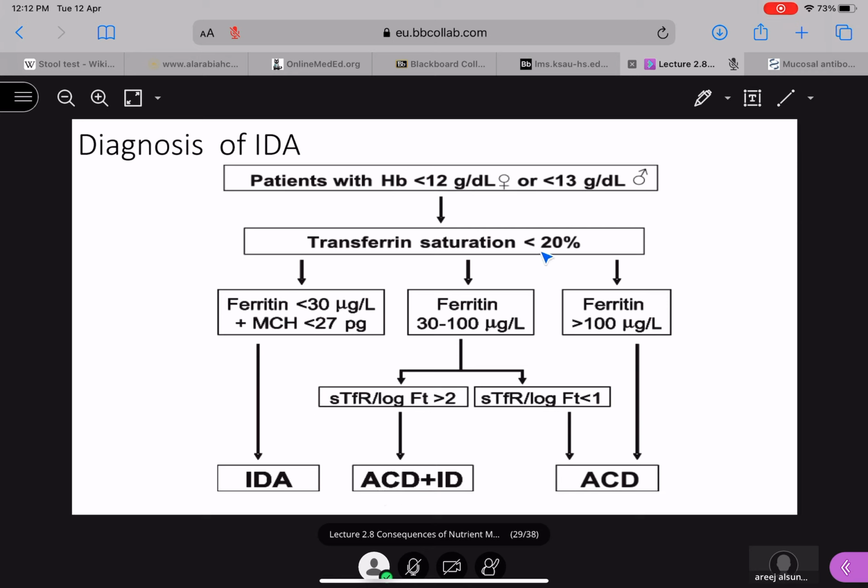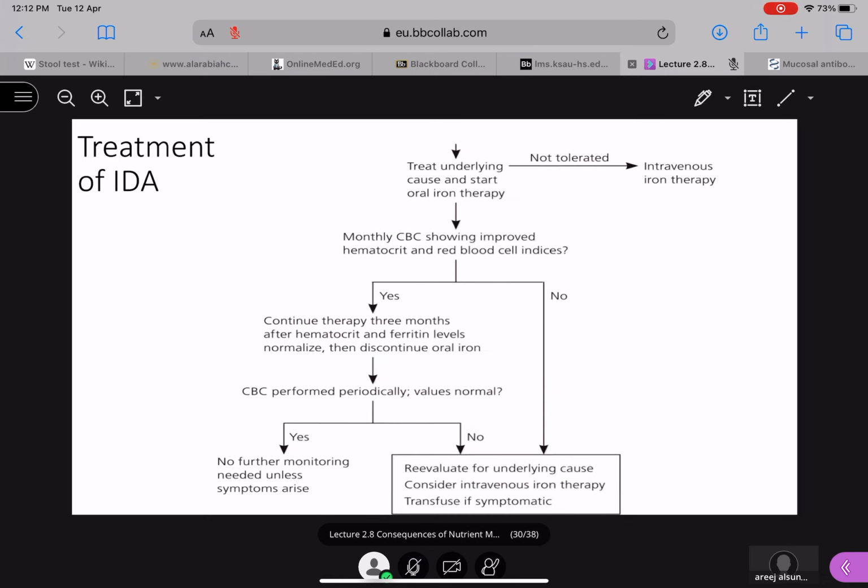If we have low hemoglobin, low transferrin saturation, but the ferritin is high, then this is anemia of chronic disease. So iron deficiency anemia: low ferritin, low MCV, low transferrin saturation, low hemoglobin, and high RDW.